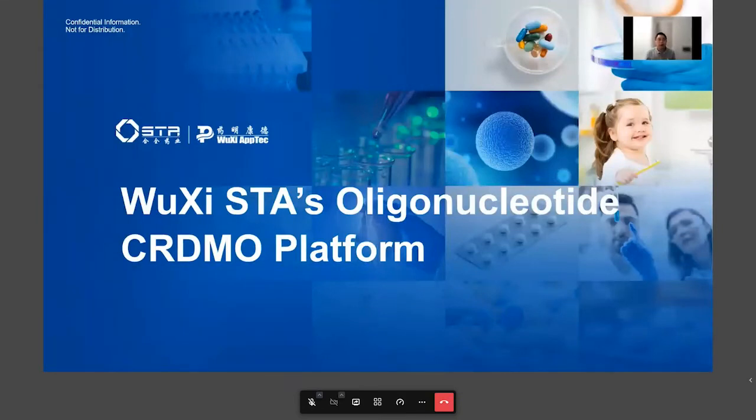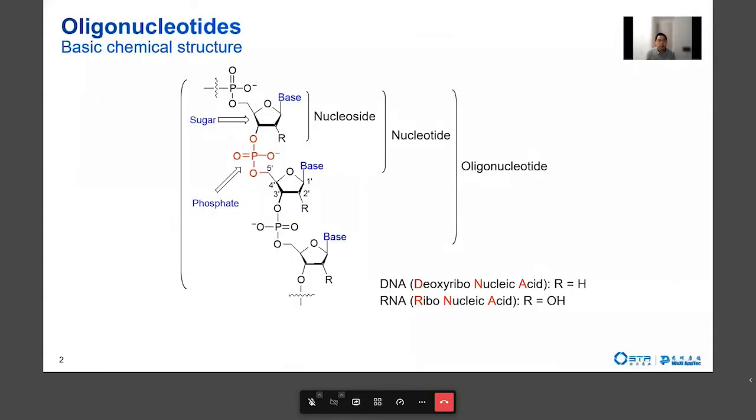Thanks everyone for joining this webinar. Some of you might have listened to talks by our discovery focus yesterday. In my talk today, I will mainly focus on the introduction of this oligonucleotide CMC platform. A very quick glance of the basic structure of nucleotides.